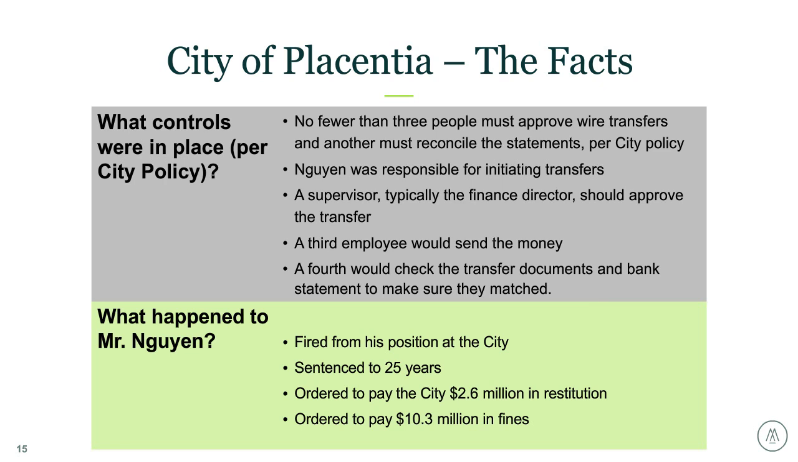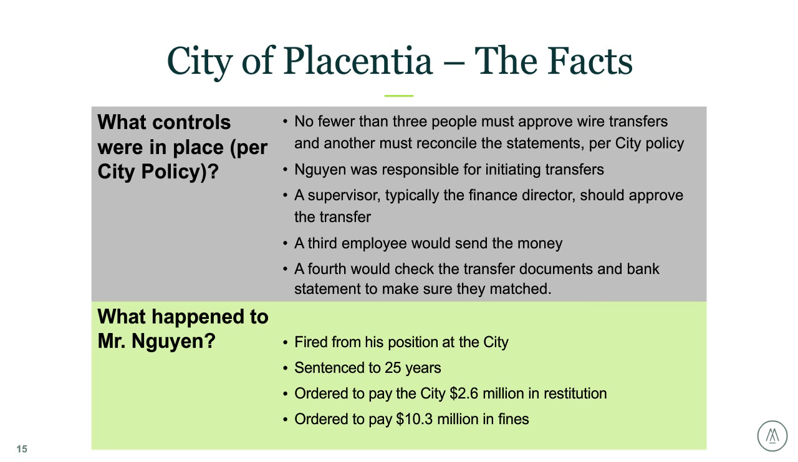Now, this sounds pretty good on the surface, but the issue was that given his system access, Michael could initiate and approve a wire and then alter the bank statement before another individual checked to make sure the transaction was accurate and matched up with all the internal documentation for the payment. So Michael had the access and therefore the opportunity to circumvent controls and cover his tracks without other employees really knowing about it. So how did he get caught?